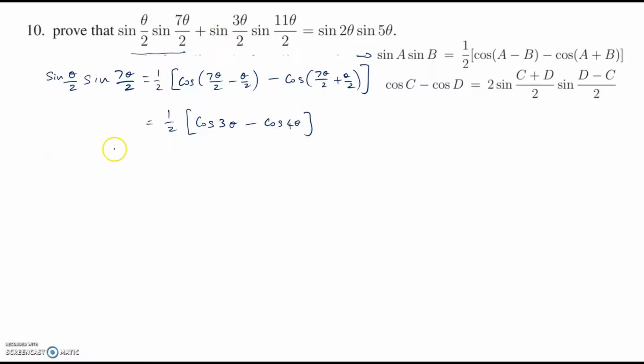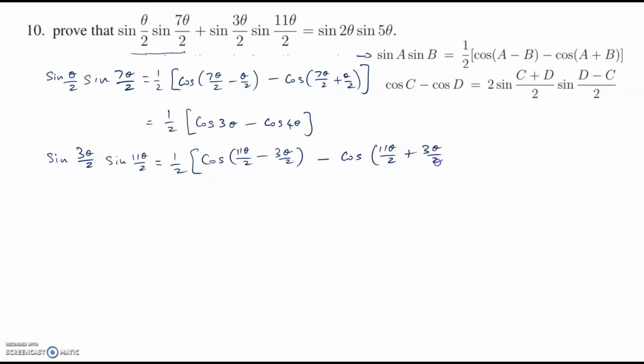Similarly, the second part of the given problem is sine 3 theta by 2 sine 11 theta by 2. Now taking A to be 11 theta by 2 and B to be 3 theta by 2 and applying the first formula here, this becomes half into cos 11 theta by 2 minus 3 theta by 2 minus cos 11 theta by 2 plus 3 theta by 2.